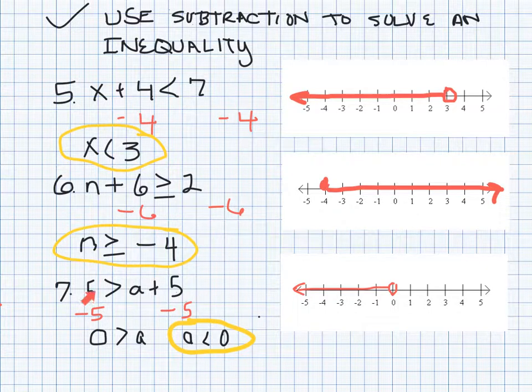And number 7, 5 is greater than a plus 5. We subtract 5 from both sides to isolate the a. We end up with 0 is greater than a, and our solution is a is less than 0. It means the same thing. I just changed the order. And we have an open circle, and the number line is going to the left.